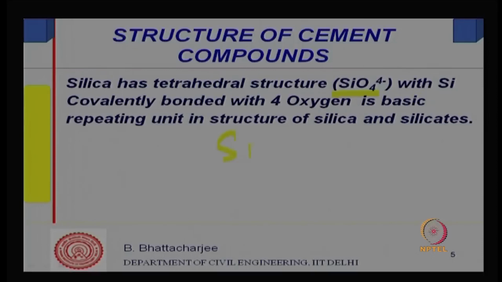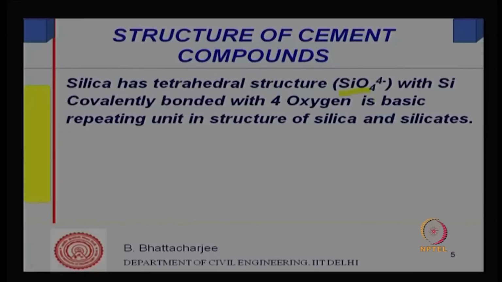Silica is SiO2, we know that silica is SiO2. So, this has got a tetrahedral structure with SiO4, right, and Si covalently bonded with 4 oxygen. This is the basic repeating unit in structure of silica and silicate. So, that is the fundamental. Now, you know, cement is calcium silicate, tricalcium silicate and dicalcium silicate, etcetera, we have seen. It is also aluminate. So, first we are trying to look at the silica structure.